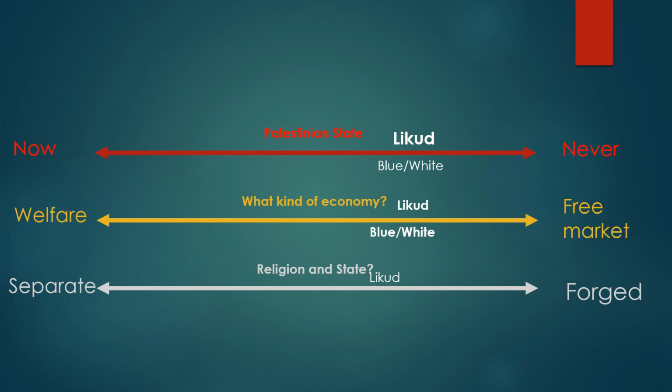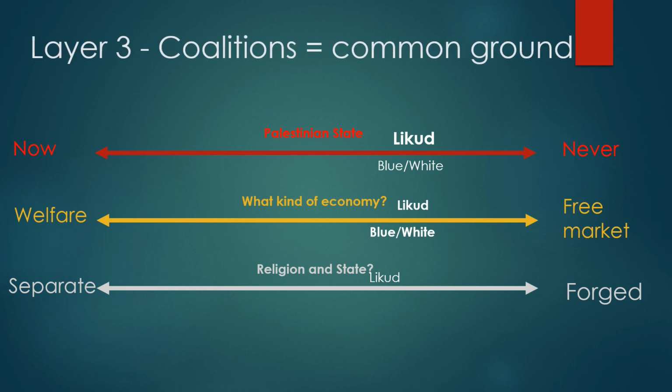Most of my Marxist friends would say, in terms of policy, not in terms of rhetoric, but in terms of policy, Likud and Blue and White are pretty much in the same place, which would seem to say that these two parties have a lot in common. Coalitions are made up of common ground, and it would seem like Likud and Blue and White share common ground.